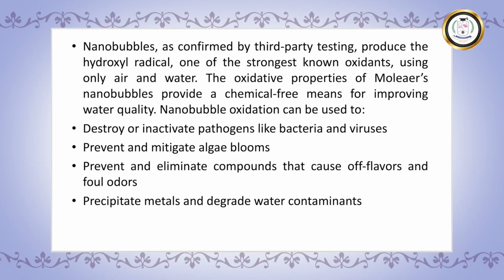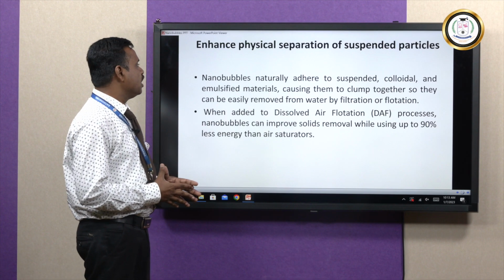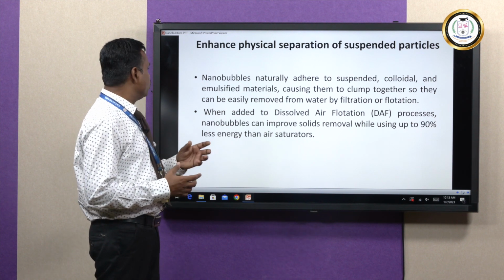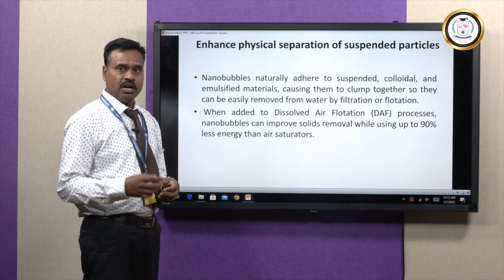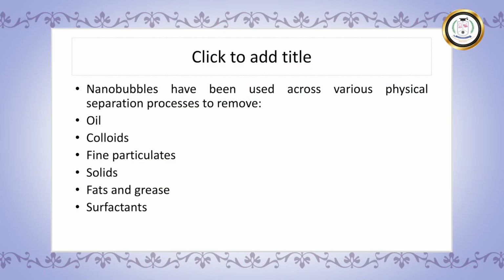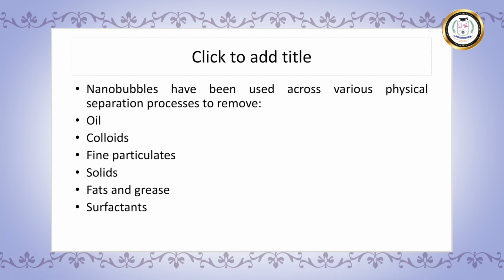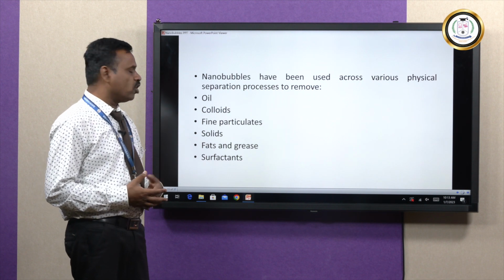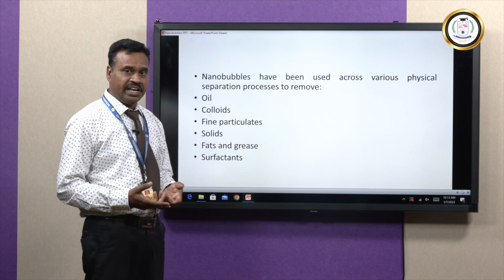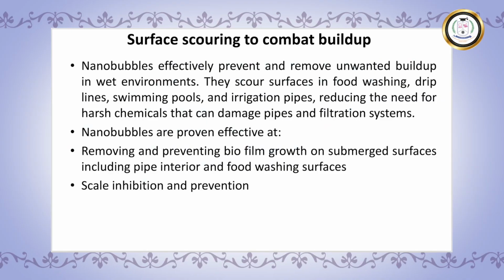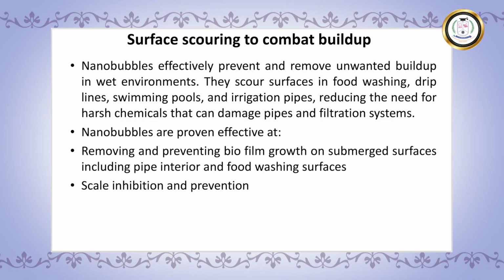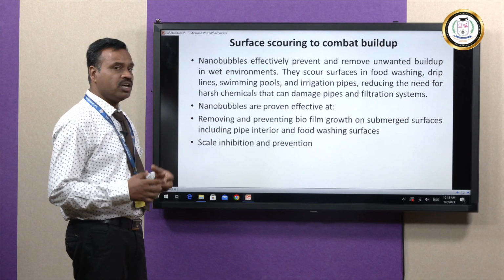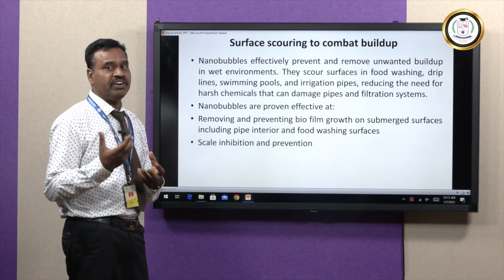So these nanobubbles naturally adhere to suspended, colloidal and emulsified materials, causing them to clump together. So they can be easily removed from water by filtration or flotation. Nanobubbles have been used for various physical separation processes to remove oil, for example, colloids, fine particles, solids, fats and grease, also surfactants. Surface scouring and compact buildup removal are also possible by using these nanobubbles. They can effectively prevent and remove unwanted buildup that is created in wet environments.